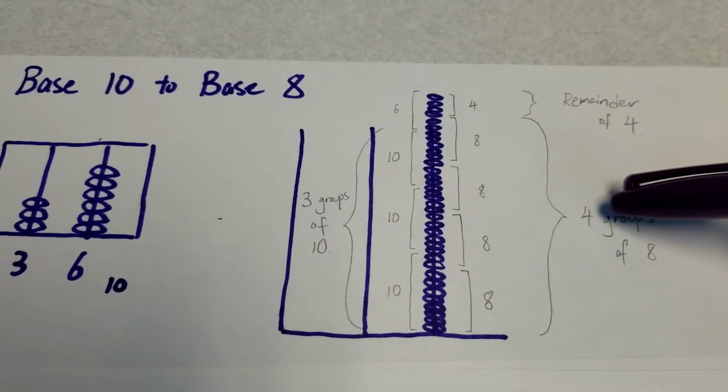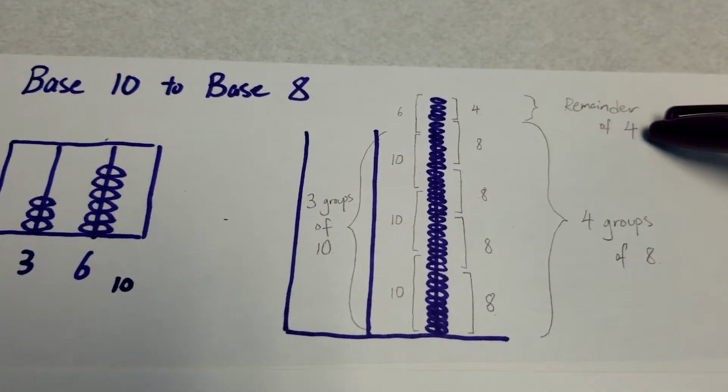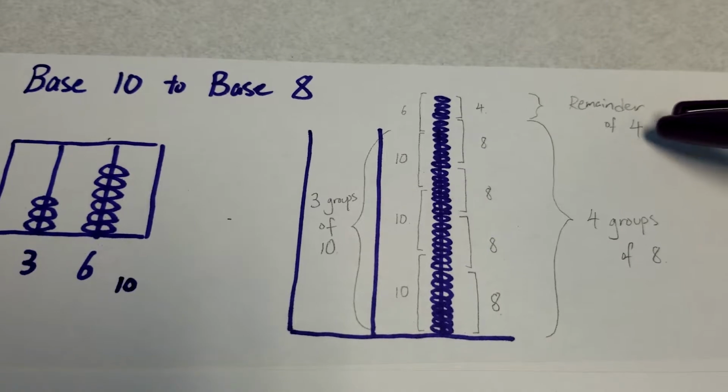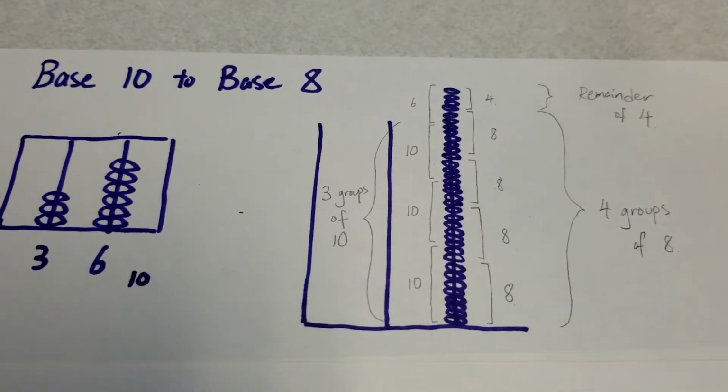So now the group number, we have 4 of them, right? We have 4 groups plus the remaining 4. That is how we get 44 in base 8.